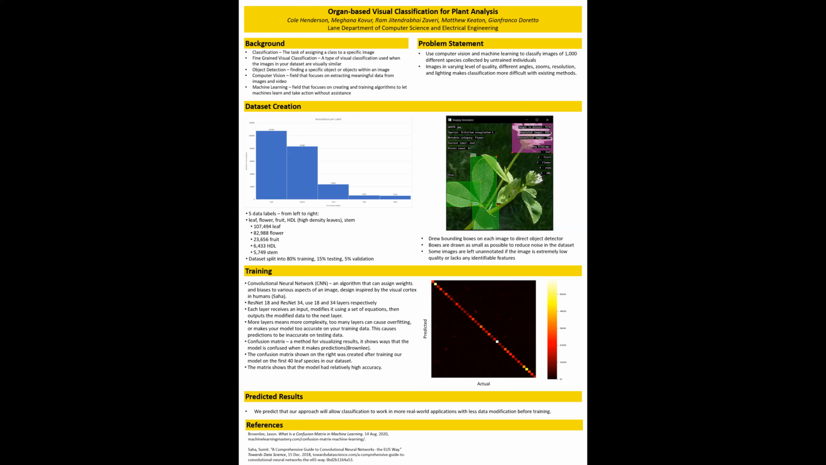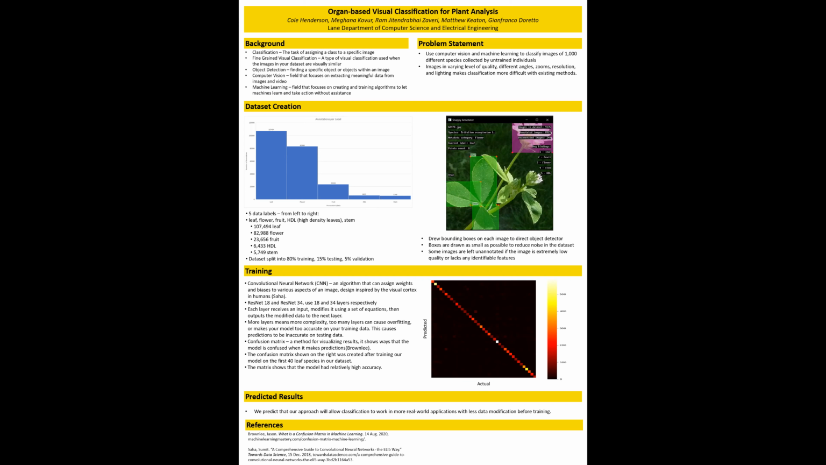The main portion of this project that I assisted with was dataset creation. As you can see below, we used 5 data labels. From left to right on the figure, they are leaf, flower, fruit, HDL or high density leaves, and stem. The HDL label is used when you have a very dense pack of leaves that are very small, and it's impossible to get individual leaf boxes around each one, so you just use one larger HDL box. And below you can see the number of annotations for each label throughout the whole dataset.